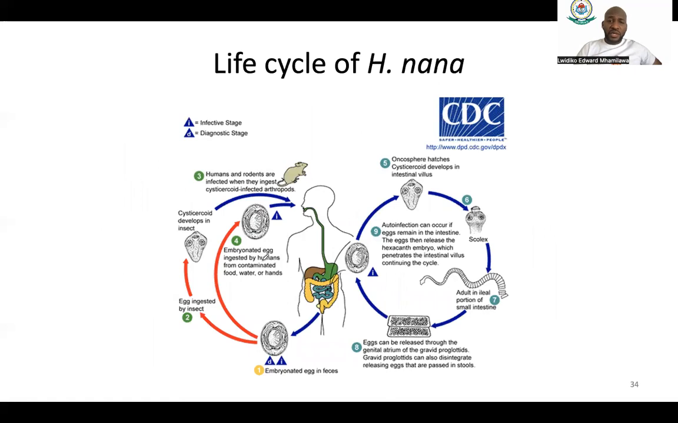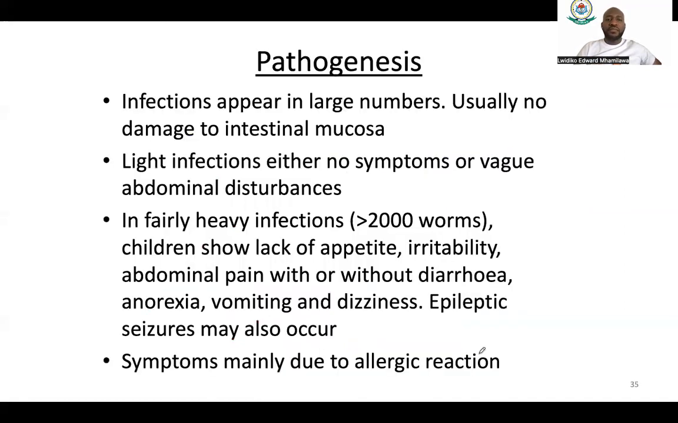This is the life cycle we're talking about. The eggs come out, they can get ingested again, either by an insect or by human beings, and then they continue the life cycle, or it could continue inside the host as an autoinfection. So infections usually appear in large numbers, usually with no damage to the intestinal mucosa, but this is when you're talking about light infections that have no symptoms.